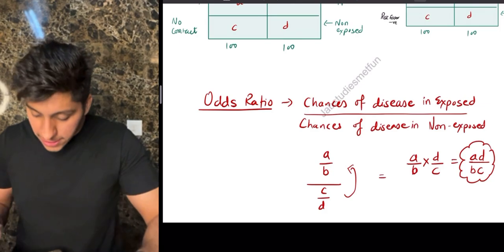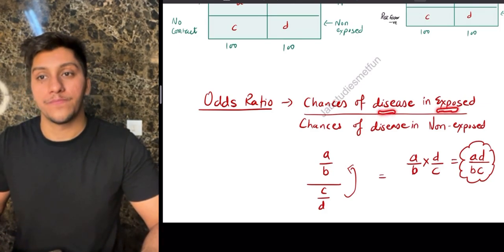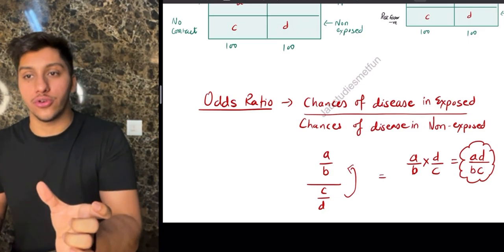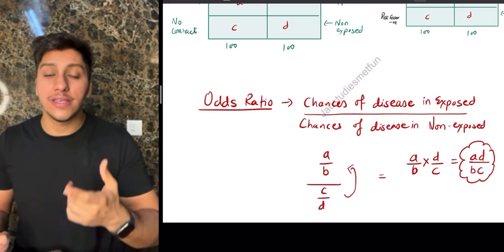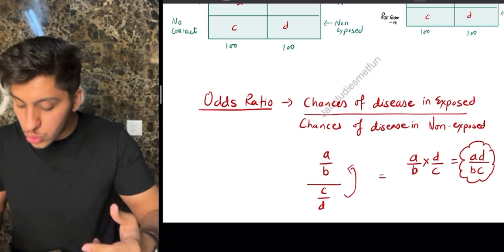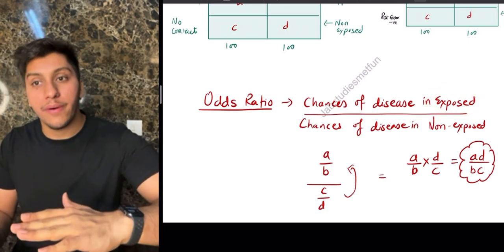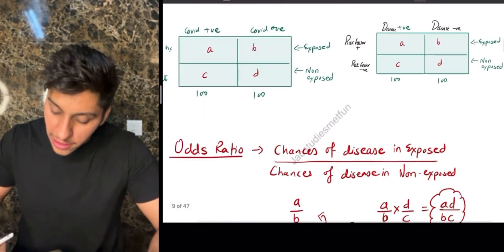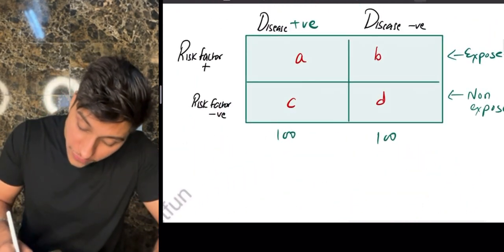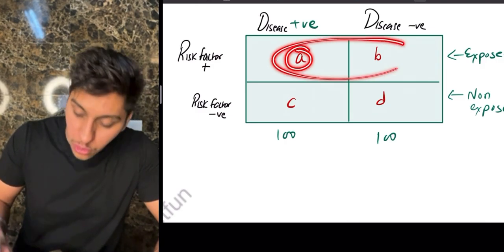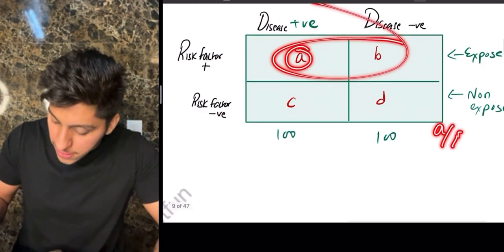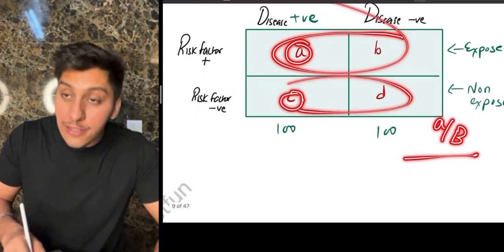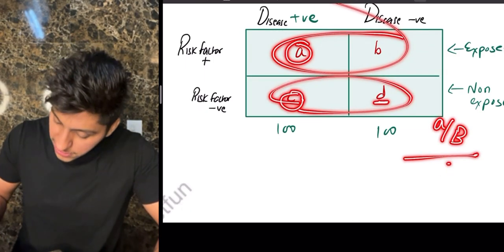And what is this? Chances of disease in the exposed group, which means chances of disease in the risk factor group. If you talk about our case, chances of having COVID-19 in those who had contact, divided by chances of having disease in the non-exposed. So this is A by B, correct? Divided by chances of having disease in the non-exposed. Non-exposed is D. So C by D.